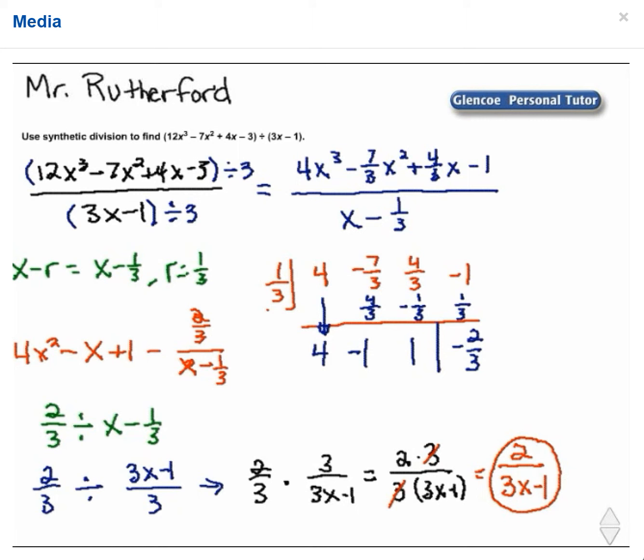So our final answer will be 4x squared minus x plus 1 minus 2 over 3x minus 1.